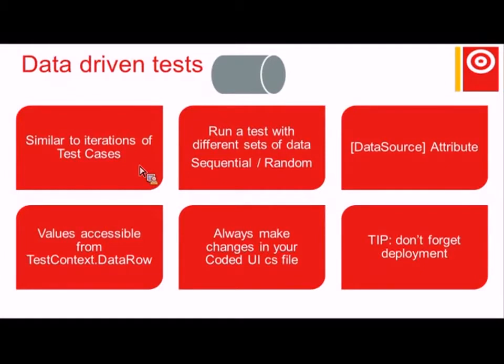Generally, you make the changes for data driving in the coded UI.cs file and not in any of the other files. And you've got to make sure that the source data of this test is available. So this means deploying the test data appropriately.